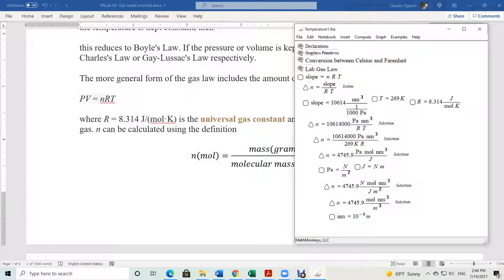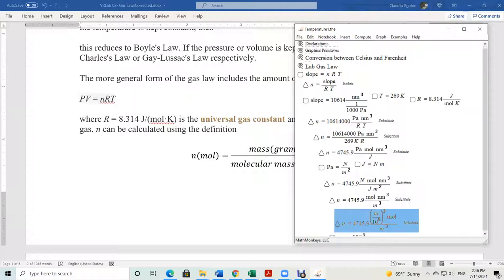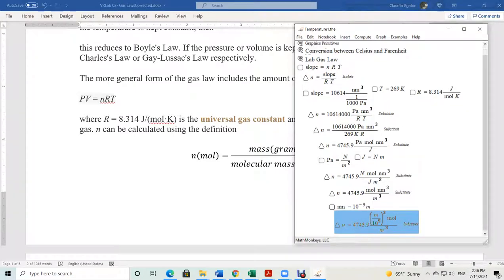-9 meters. Replace it here. Here you go. See, 10 to -9 right in here. Now the meter cube is going to cancel out with the meter cube. And it looks like we're going to get a very small molarity here. When you raise 10 to minus 9 to the third power, you get 10 to minus 27.